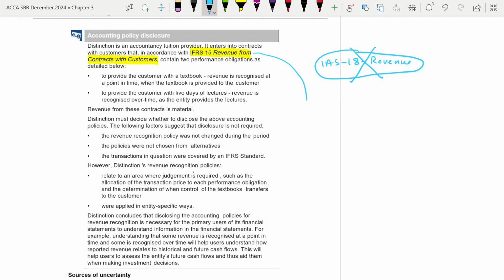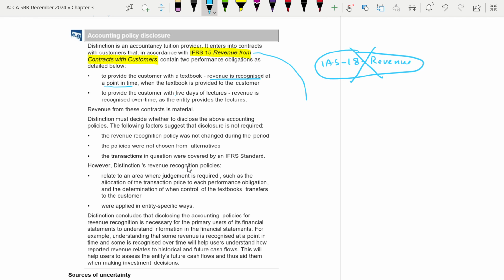This concept will be assessed in the examination. Okay, we will cover this. Is that contained to performance obligations? What are the things? To provide the customer with a textbook, revenue is recognized at the point of time. See the thing. To provide the customer with a textbook, you are selling the textbook. Automatically, what will happen when there is exchange of the monetary value and the material? Then we will recognize it as revenue.